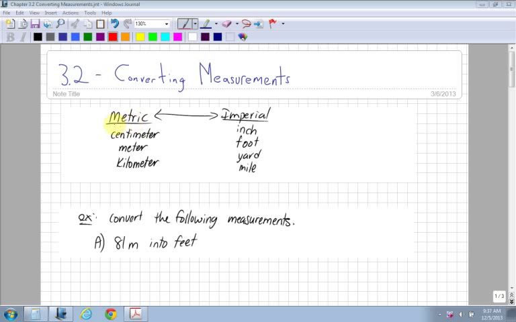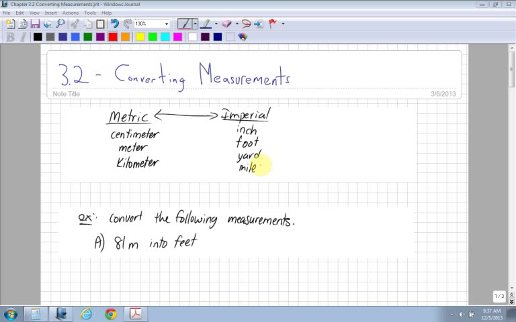So metric, the root word is meter, so we know that it's going to be measurements like centimeter, meter, kilometer. Imperial is kind of the other one. That's the one we use for measuring in a house, for instance, or building supplies. So we use inches, feet, yards, miles. They also use these typically in the United States.